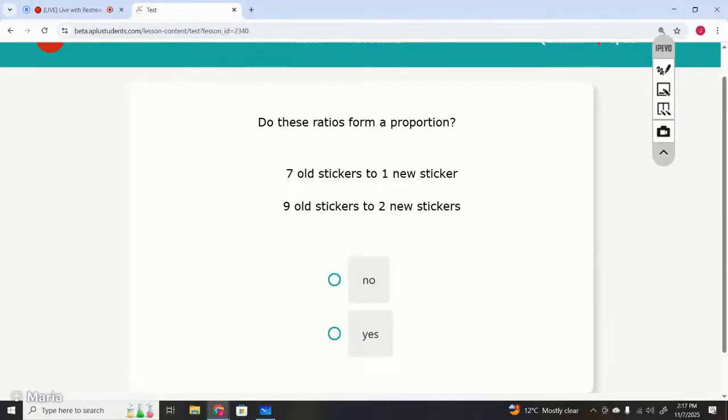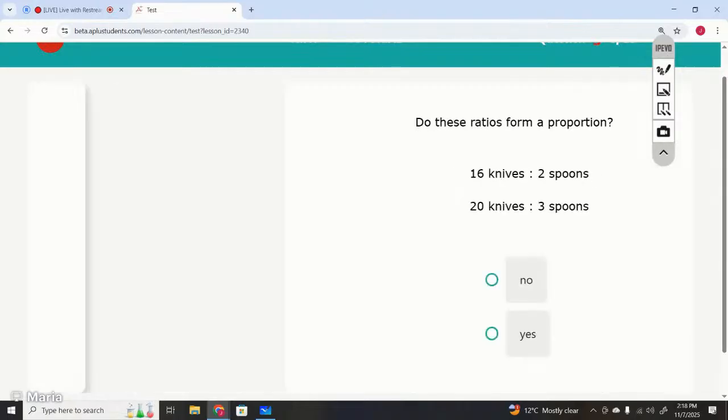Do the ratios form a proportion? 7 old stickers to 1 new sticker and 9 old stickers to 2 new stickers. Which is the correct option? No, they do not form a proportion. The correct option is no.